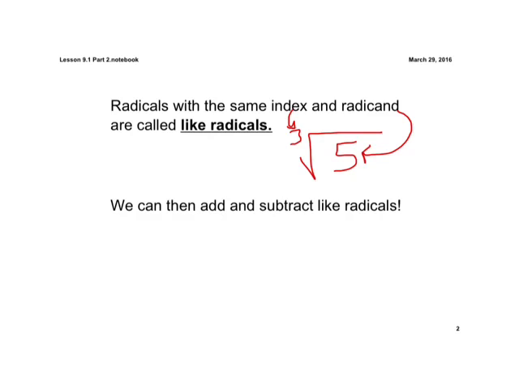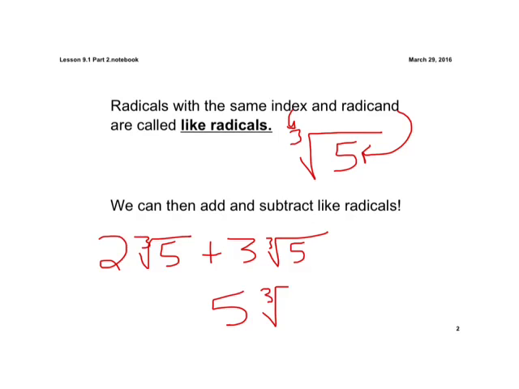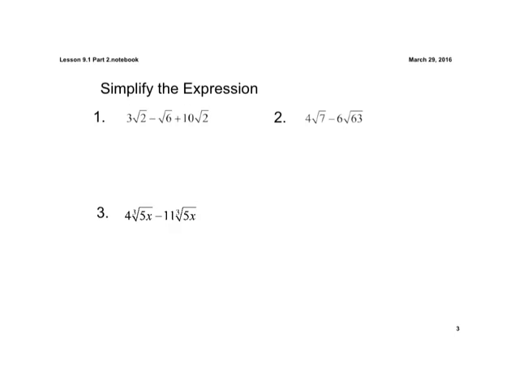When this is the case, we can add and subtract like radicals. So let's do an example. Let's say we have 2 cube roots of 5 plus 3 cube roots of 5. We have the same index and the same radicand in both of those, so we can just add our like terms. If we have 2 cube roots of 5 and we add 3 of them to it, we end up with 5 cube roots of 5. So really we can just add and subtract our like radicals when the index is the same and the radicand is the same. All right, let's hop into a couple examples here.